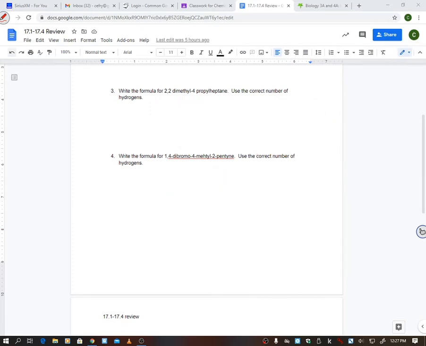Number 4 says write the formula for 1,4-dibromo 4-methyl 2-pentyne. Use the correct number of hydrogens. So I see pent, so that is going to be 5. Now I see that it is 2-pentyne, and yne is a triple bond. So there it is, after carbon 2. On carbon 1, I have a bromine. On carbon 4, I have a bromine. And also on carbon 4, I have a methyl group.